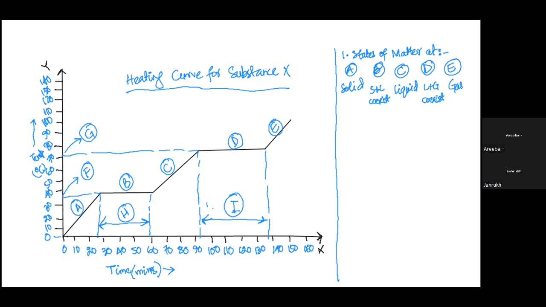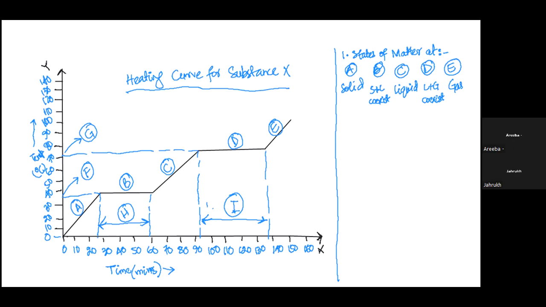That really depends. Now, since we are heating it up and it's a heating curve, the solid is supposed to melt into a liquid. So at this specific point, when the state is changing, both the solid and liquid would coexist. Make sense? Yes, sir. And when we're converting a liquid into a gas, both the liquid and gas would coexist at that point. That is D.